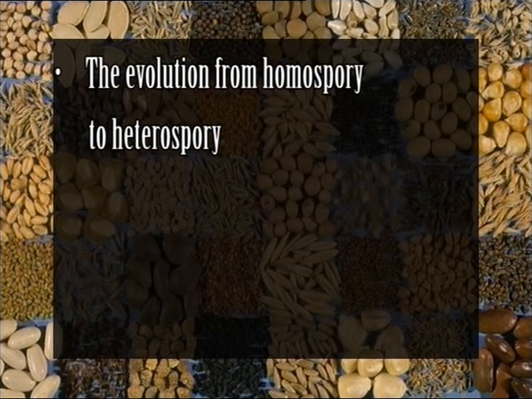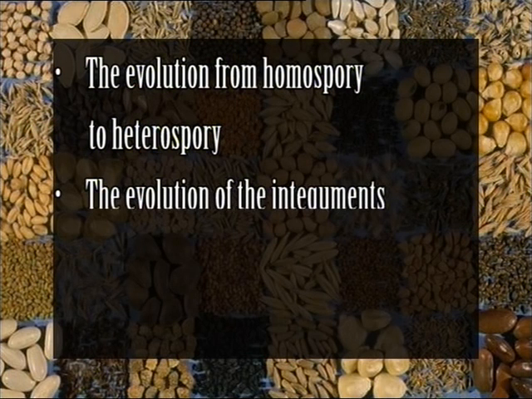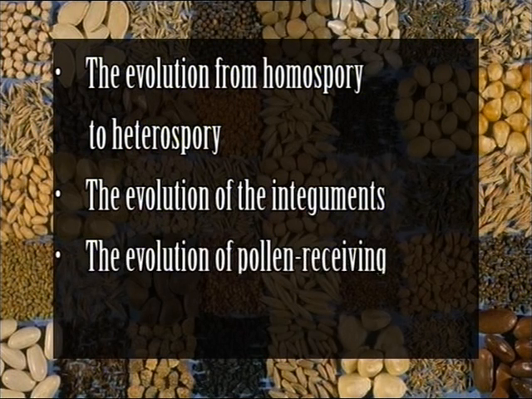So, dear students, let us conclude the fascinating story of the origin and evolution of the seed habit that started in the late Devonian around 370 million years ago, with the note that three major evolutionary trends were important for the transition from progymnosperms to the seed plants. Number one, the evolution from homospory to heterospory. Second, the evolution of the integument, and third, the evolution of the pollen receiving structures. This includes the transition to water independence of the pollination process.